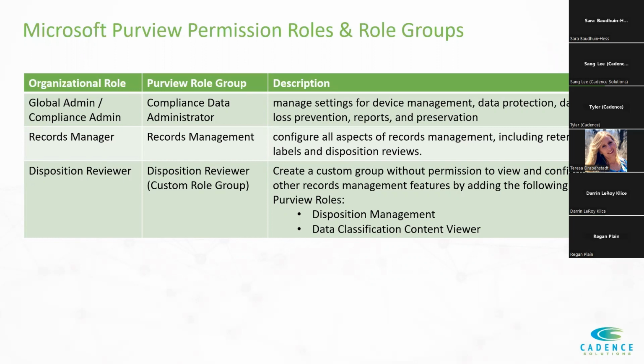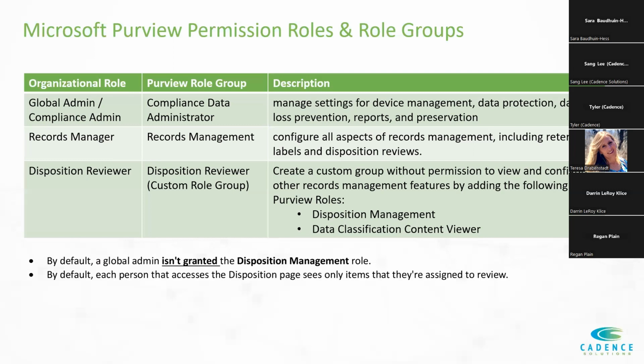For disposition reviewers, there's no real role group out of the box, but there are the disposition management role and the data classification content viewer role. So you want to create a custom role group with those two Purview roles, and then you can assign your disposition reviewers to that role group to use disposition. By default, the global admin isn't granted the disposition management role. So by assigning them to the compliance data administrator, they will have that disposition management. What this is saying is that if global admins don't have access to this, they cannot see the disposition reviews.